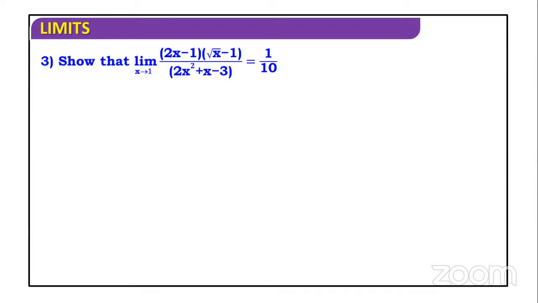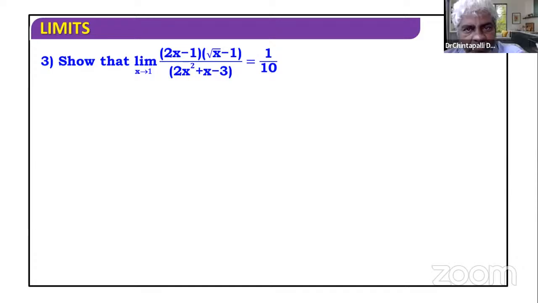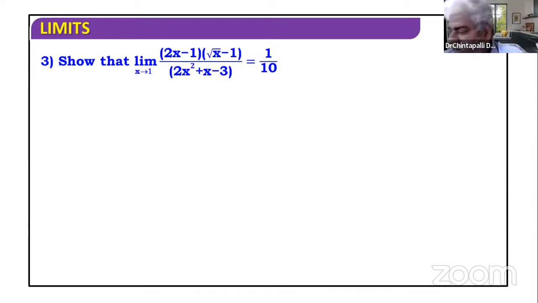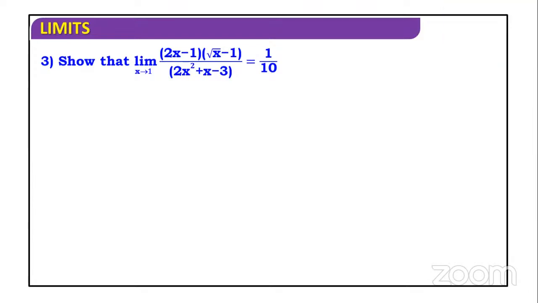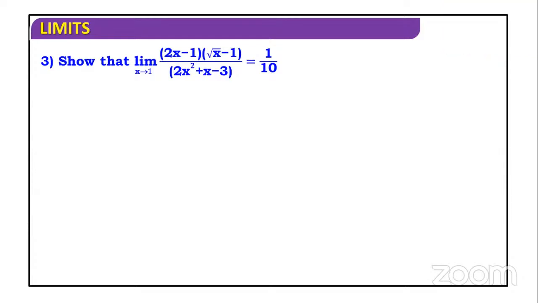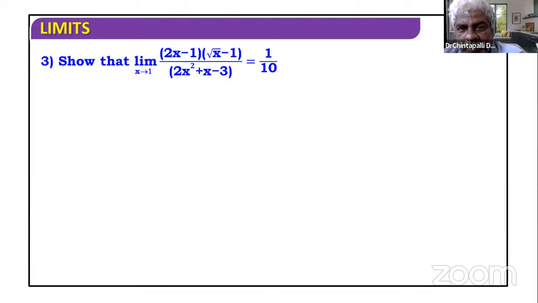Yes, sir. What's the denominator? 2x square plus 3x minus 2x minus 3. 1 second, sir. Yeah, go on. 2x plus 3 and x minus 1. Next, multiply numerator and denominator by the rationalizing factor of root x minus 1. That is root x plus 1. Multiply numerator and denominator by root x plus 1.